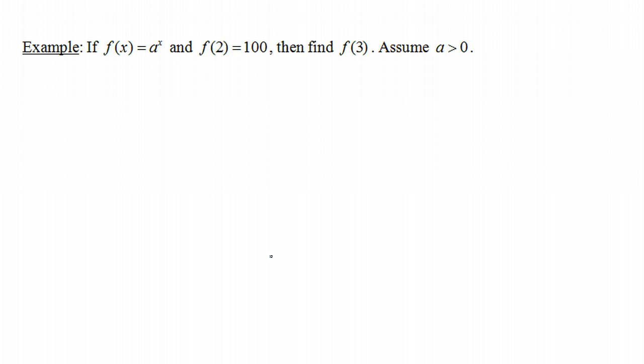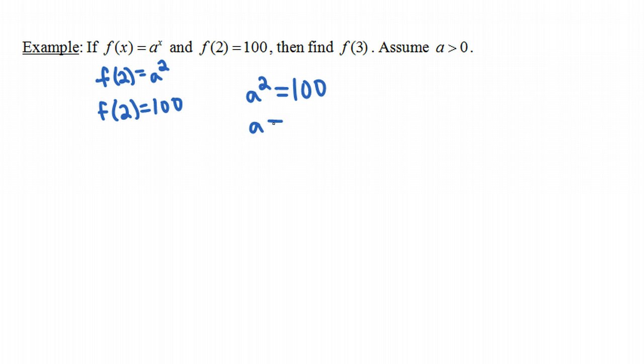Okay, let's do one more, just like this. Again, it's basically the same type of problem. If f of x equals a to the x and f of 2 is 100, then find f of 3. And again, you can assume a is a positive number. Well, again, f of 2 is going to be a squared, right? Because plug in 2 for x here. But f of 2, we're also told, is equal to 100. So if f of 2 is a squared and f of 2 is 100, that means a squared has to equal 100.